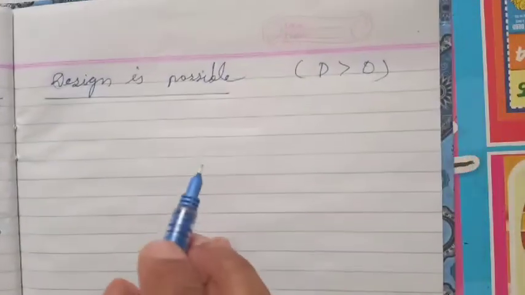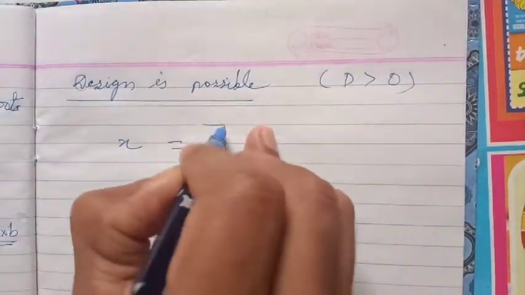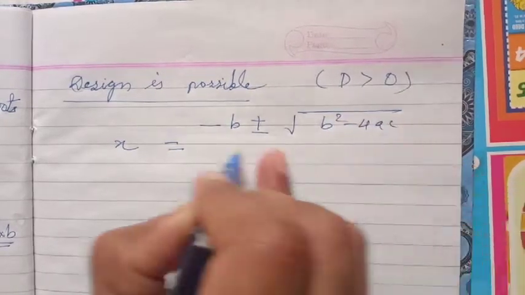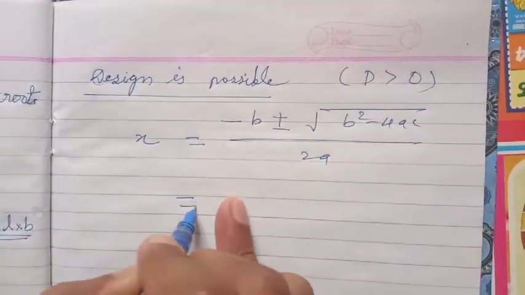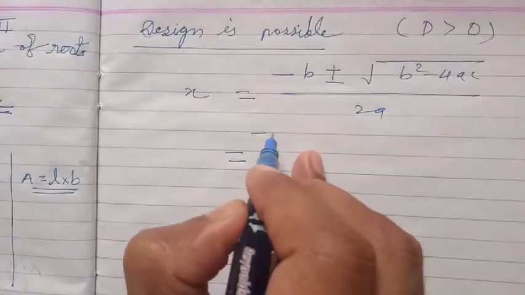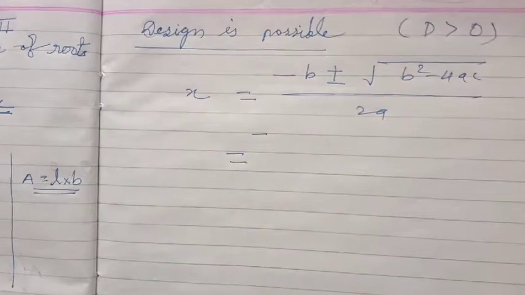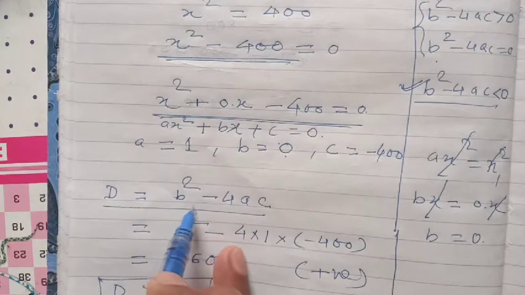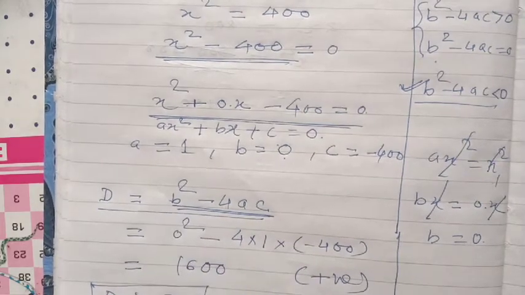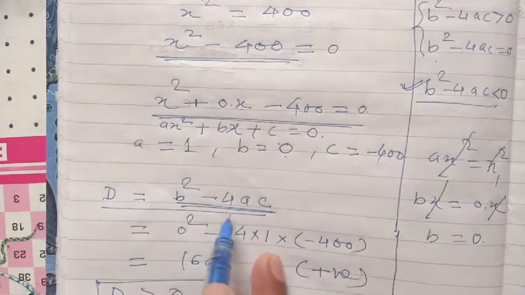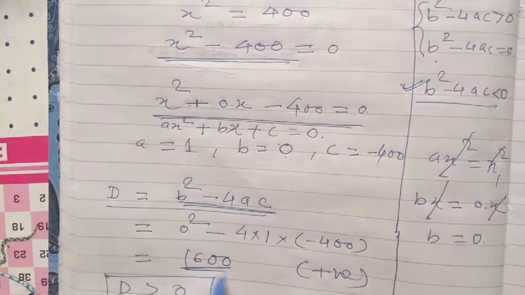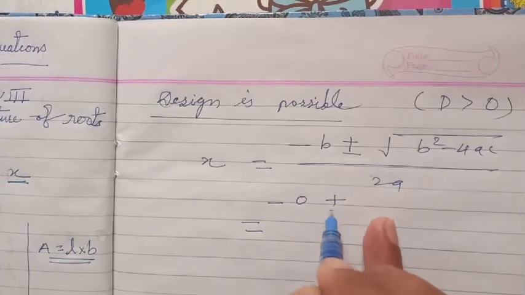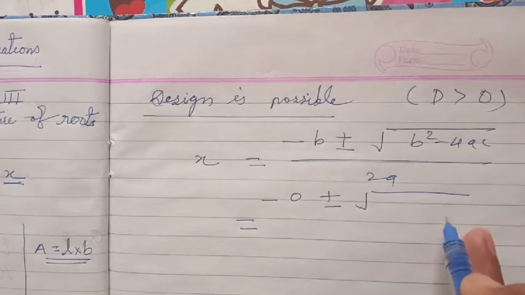So what is the quadratic formula? X is equal to minus b plus minus under root b square minus 4ac upon 2a. So minus value of b, you know here. What is value of b? You can see easily 0. And directly we can write value of b square minus 4ac, no need to write repeating it. And directly we can write the value of b square minus 4ac is equal to 1600. So value of b is here 0 plus minus. What is the value of b square minus 4ac?